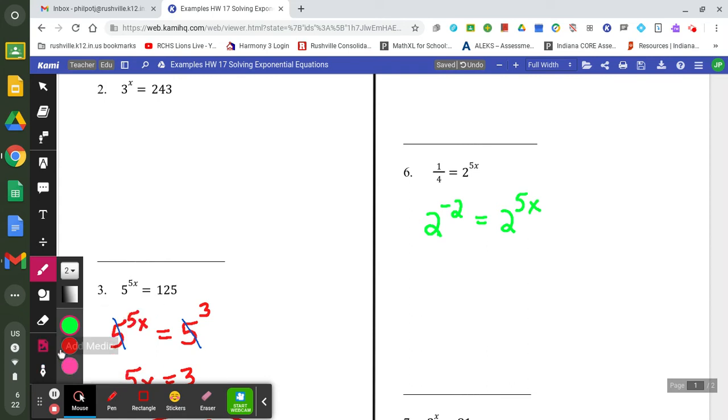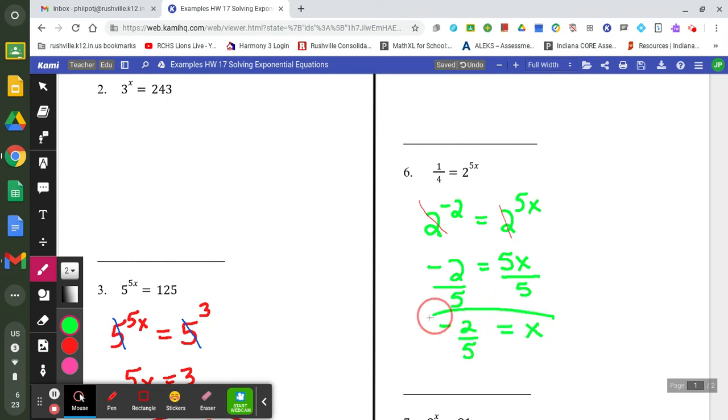I have the same base of 2, so I can mark out my base of 2, and then I have negative 2 equals 5x, and I solve for x. So my x equals negative 2/5.